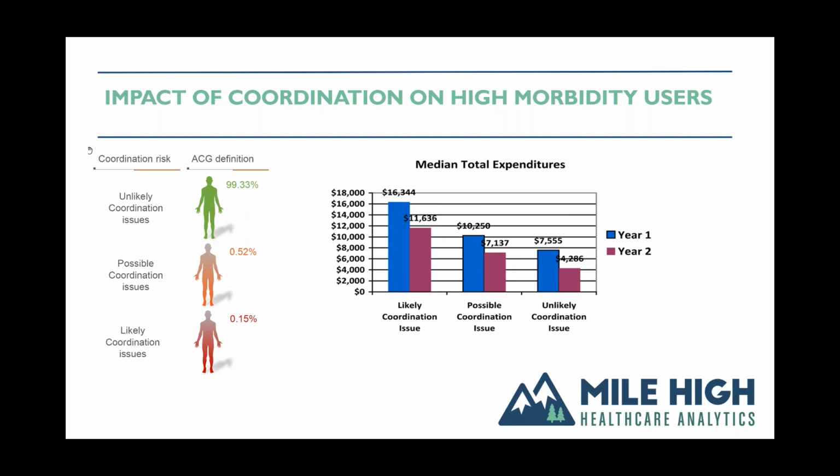And as you can see from the percentages, the overwhelming majority of people are in the unlikely category, and the remainder, which is a little less than 0.75%, are in the other two categories. From a study, you can see the dramatic differences in costs, in median total expenditures, year 1 and year 2. So the blue bars are year 1, the red bars are year 2, and the very small number of people who have likely coordination issues use substantially more resources than the folks in the unlikely coordination issue category.